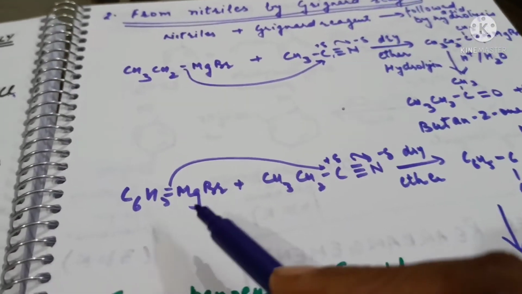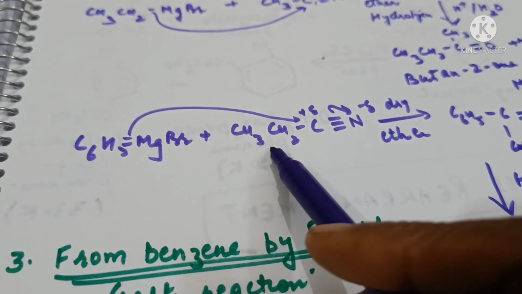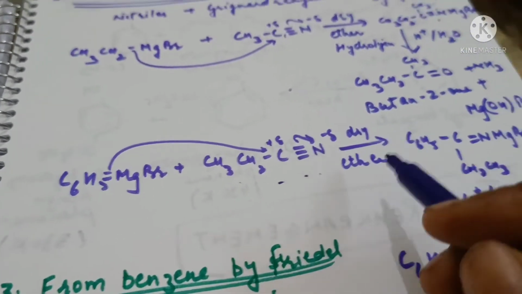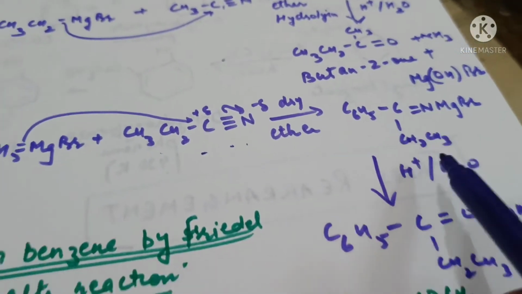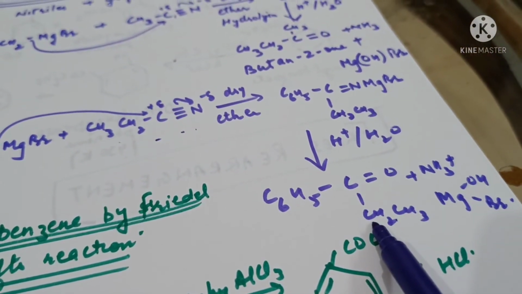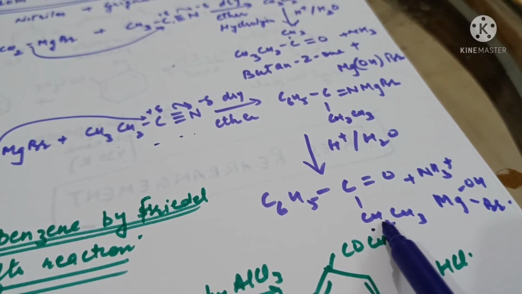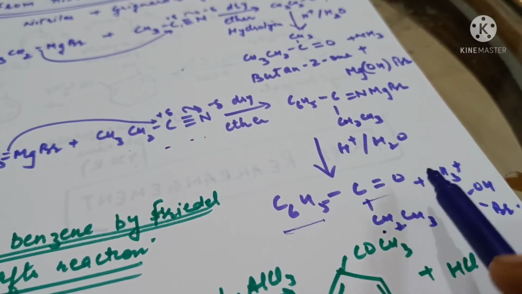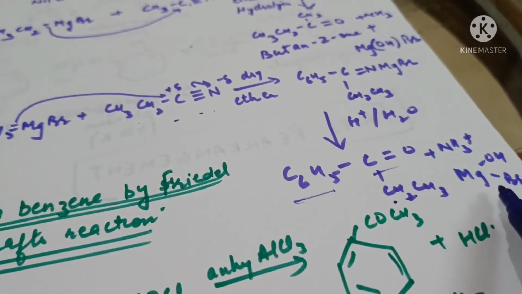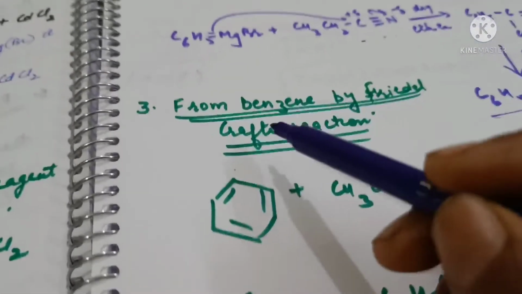Similarly, phenyl magnesium bromide, when reacted with propane nitrile in presence of dry ether, will form this compound, ethyl phenyl ketone, along with ammonia and magnesium hydroxybromide.